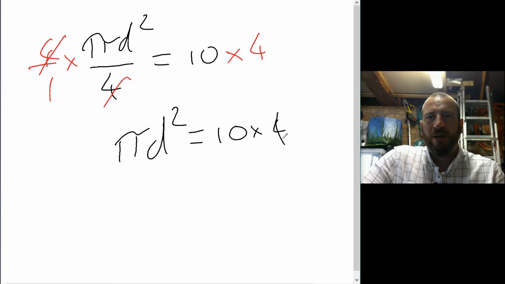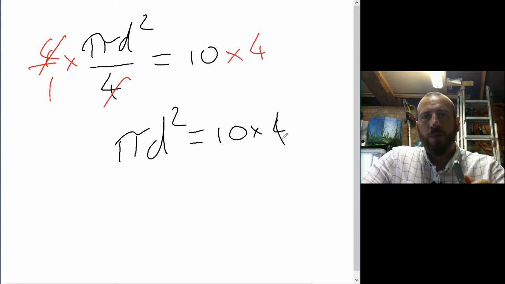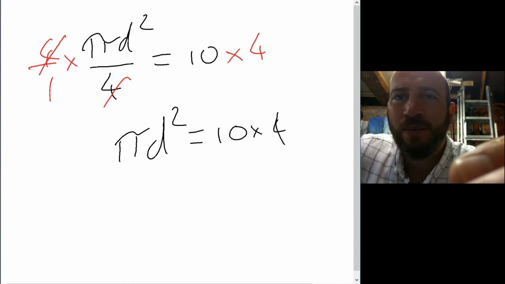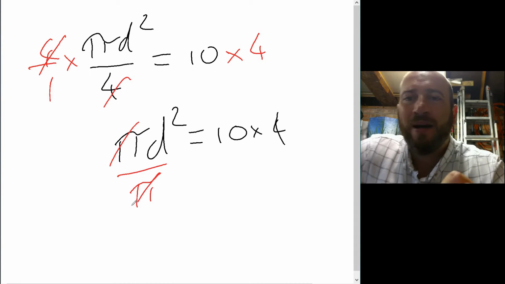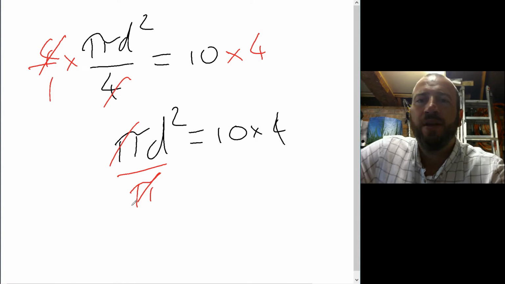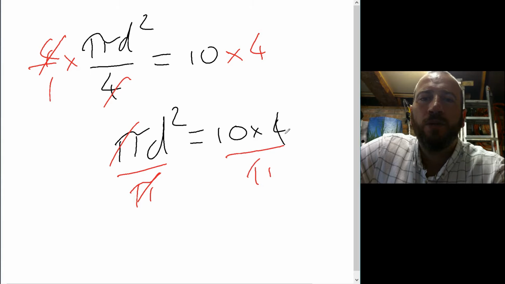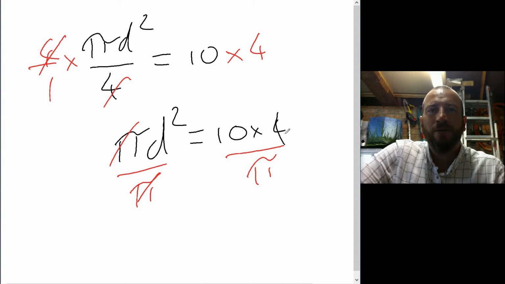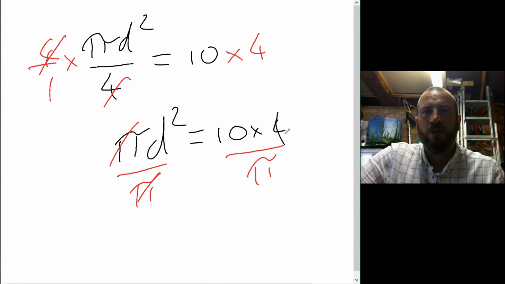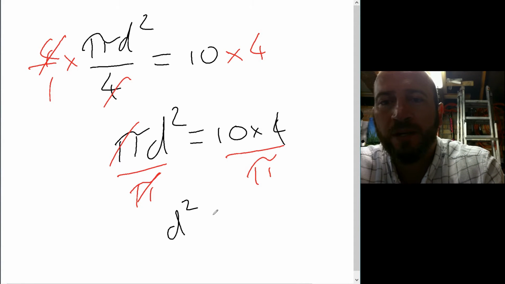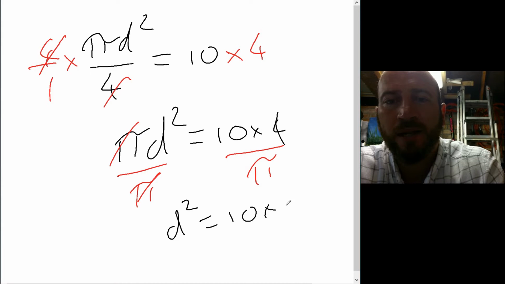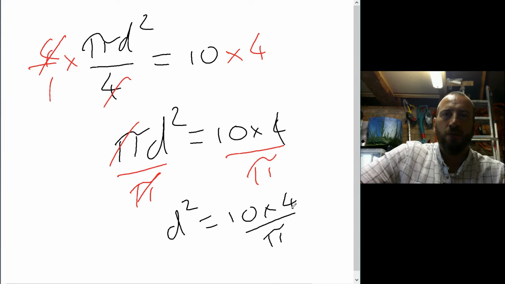In order to get rid of pi, pi times d, the opposite of a multiple is division. So we divide by pi. Pi over pi is 1, so it cancels off. What you do to one side, you must do to the other: 10 times 4 over pi. So we've got another equation now. D squared equals 10 times 4 over pi. So we're getting there now.